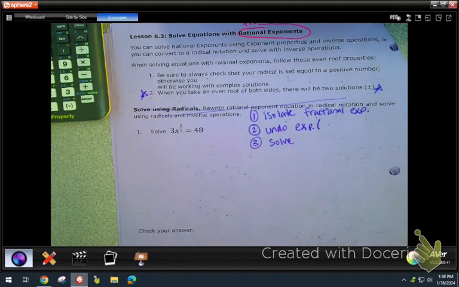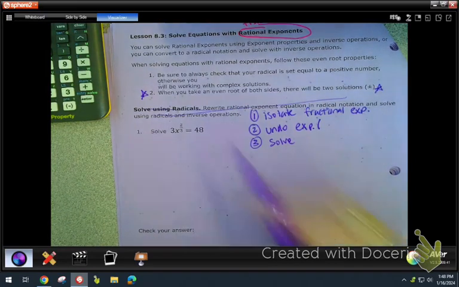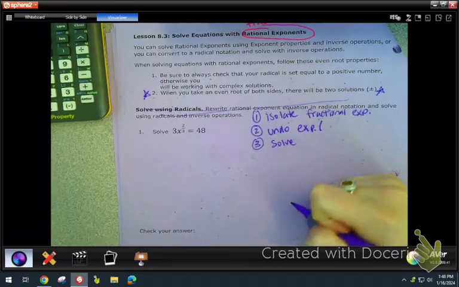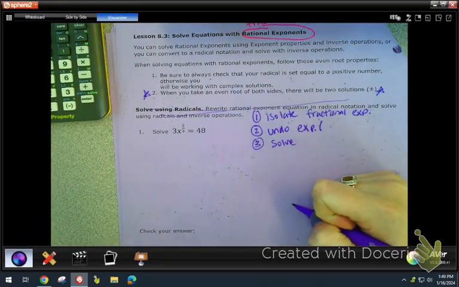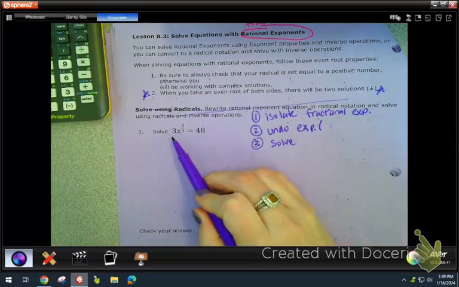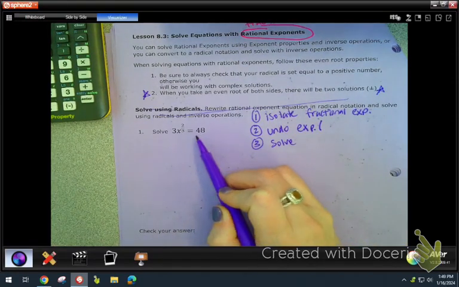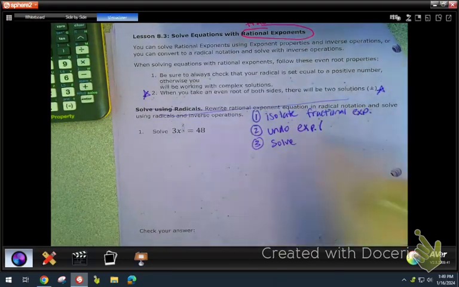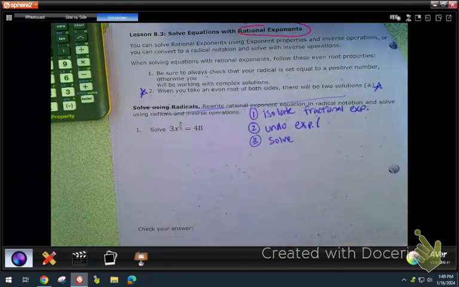Yes. The exponent, the tiny number, the power. Okay. So number 1, 3x to the 2/3 power equals 48. So how do we, step 1, isolate the fractional exponent here? What's your first step going to be?